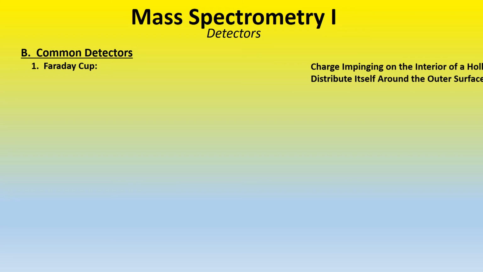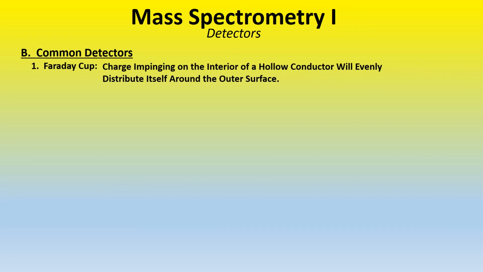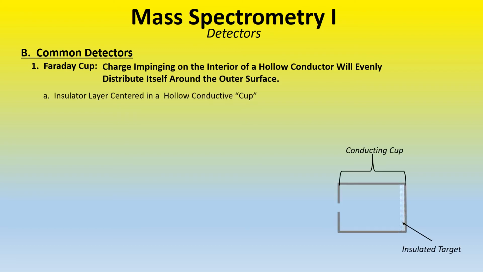So with our detectors, and the most common ones, you first have what is called a Faraday cup, where Michael Faraday, among all of his work, also determined that a charge impinging on a hollow conductor will not create a hot spot. It will actually evenly distribute it around the outer surface of that conductor. So a Faraday cup is created by, first of all, putting an insulating layer into a hollow conductive cup.